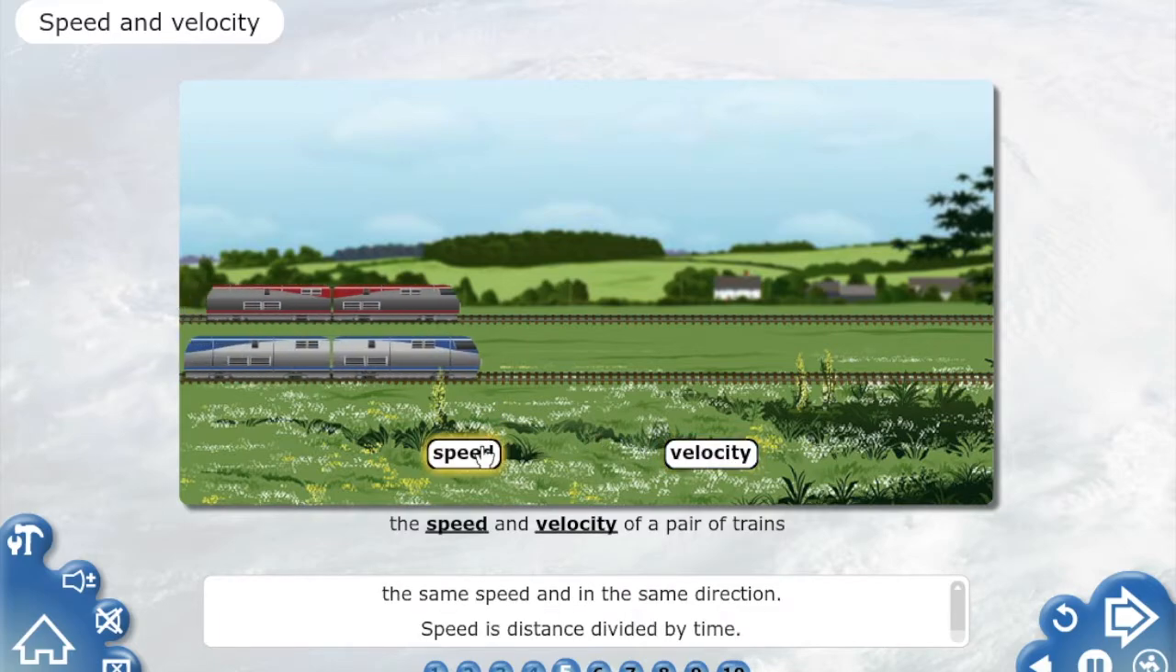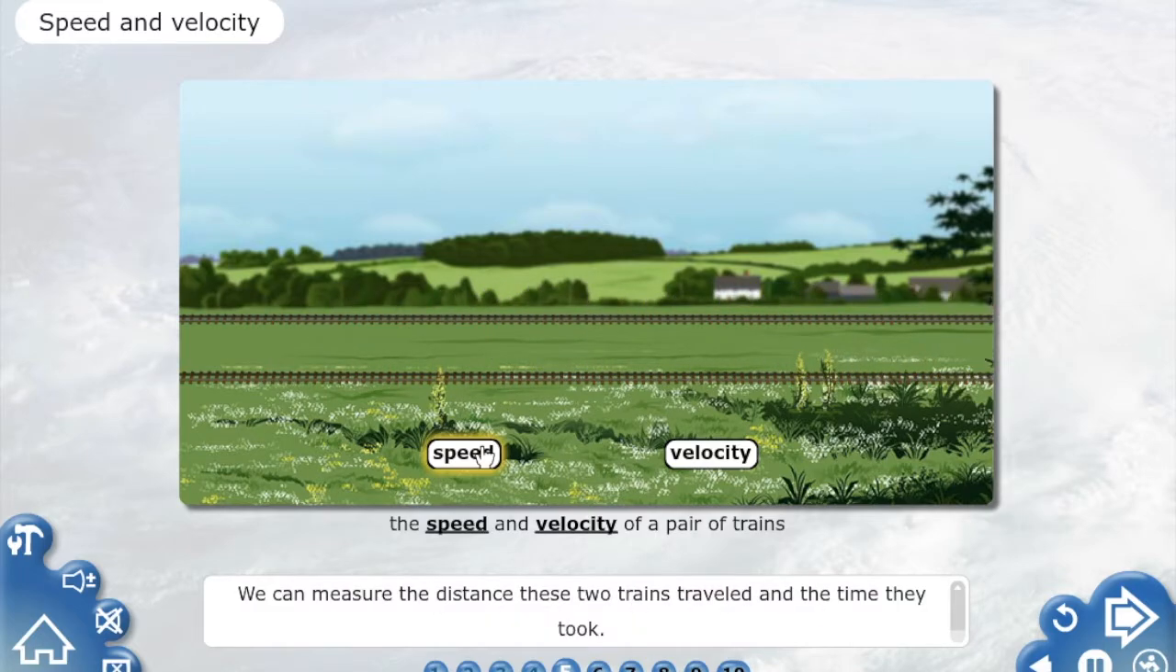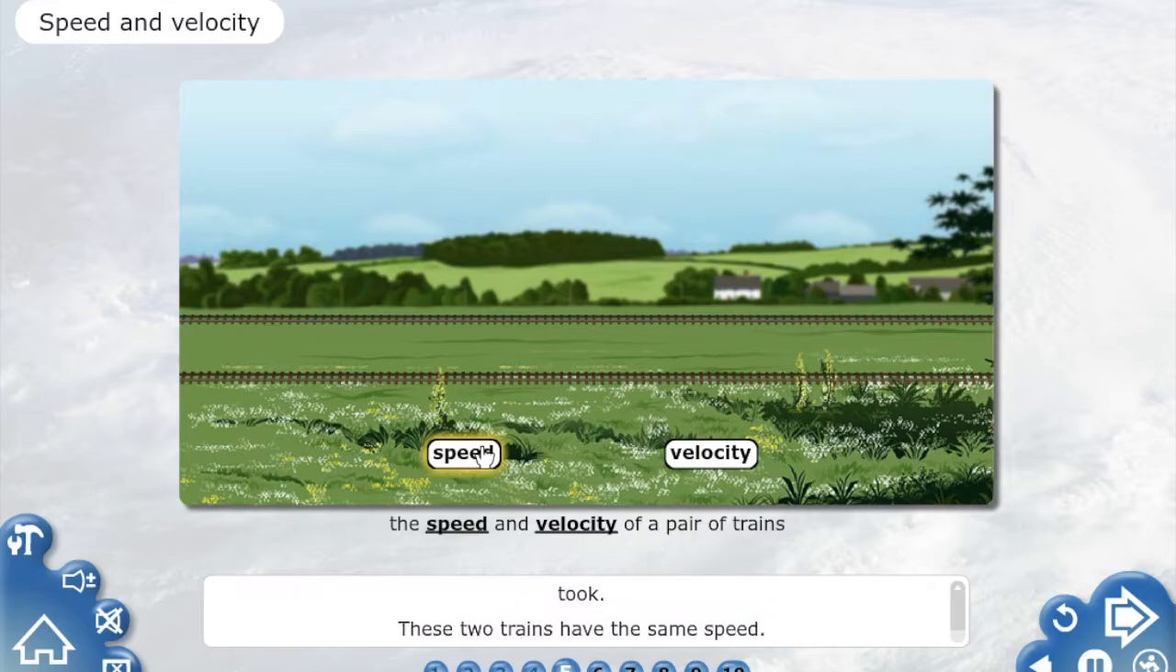Speed is distance divided by time. Look at the trains. We can measure the distance these two trains traveled and the time they took. These two trains have the same speed.